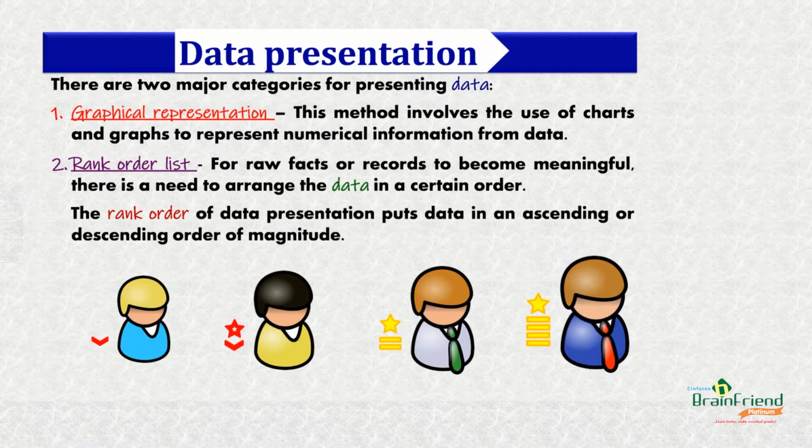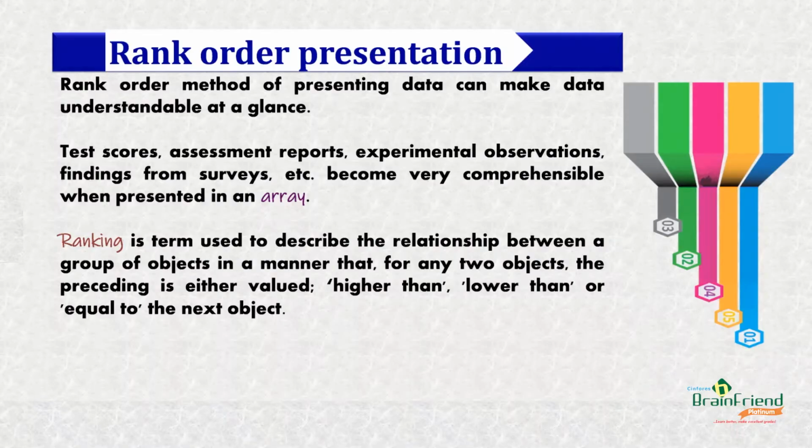It is very important for you to note that the rank order lists can also be called array. It is important for you to note that the term ranking describes the relationship between two objects in a group such that one is higher than, or lower than, or the same as the other. This is simply what ranking is about. Let's look at some examples to get better understanding about rank order lists.